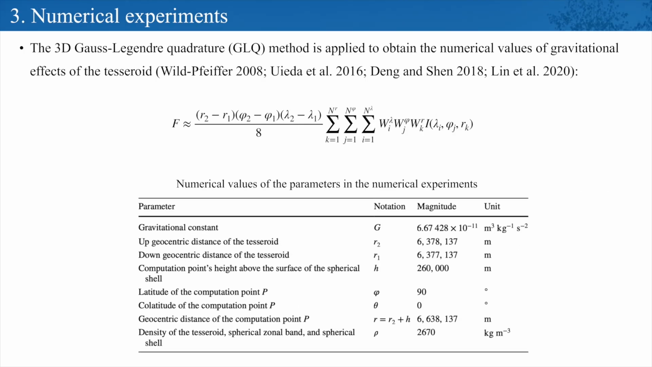In the numerical experiment, we use 3D GLQ to obtain the numerical values of the gravitational effects of the tesseroid. Numerical values of the parameters are presented in this table.